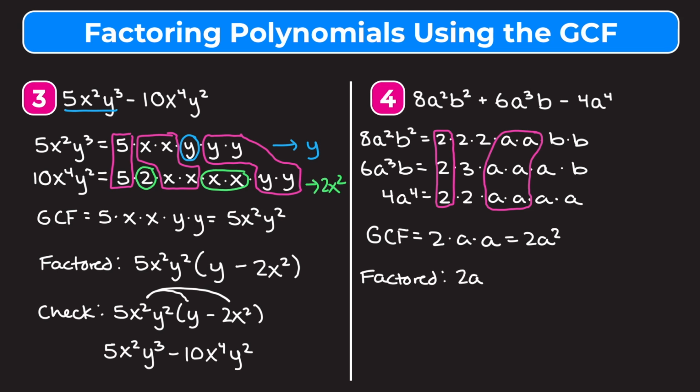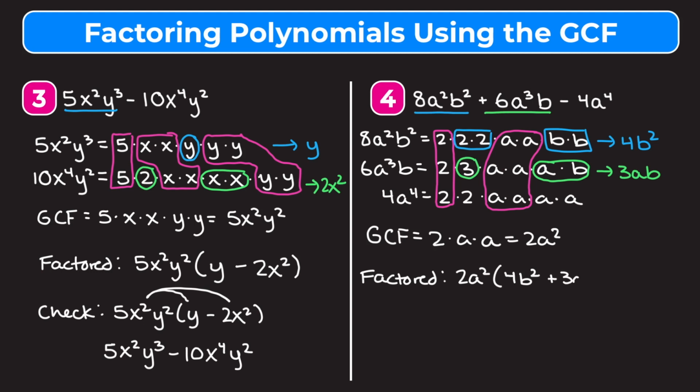We're going to pull out a 2a squared and we want to see what we're left with. So for this 8a squared b squared, we're left with 2 times b, which is, 2 times 2 is 4, b times b is b squared. So we're going to have a 4b squared in the first spot in our parentheses. For this positive 6a cubed b, we're left with a 3 times a times b, which is just 3ab. And that's going to be positive because we were adding the term initially, so plus 3ab.